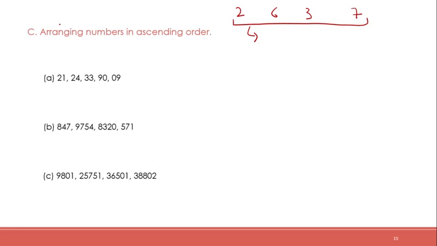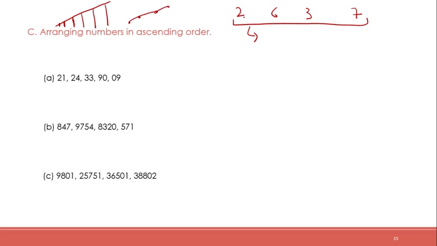Ascending order is like this. This is the smallest person. This is the bigger person, then the smallest one. This is again bigger than the previous one, then bigger than the previous one, and so on. So first we will take the smallest number, then bigger than the previous number, then bigger than the previous number, then bigger than the previous number.